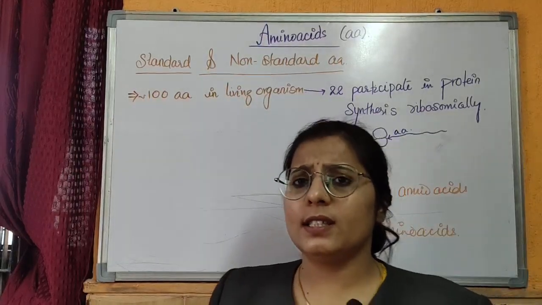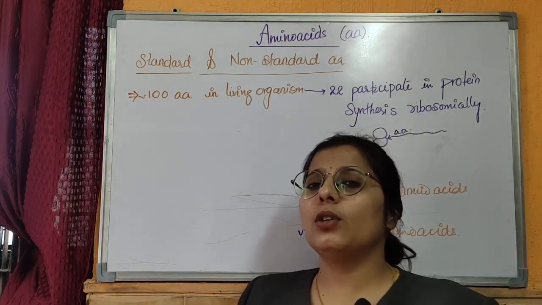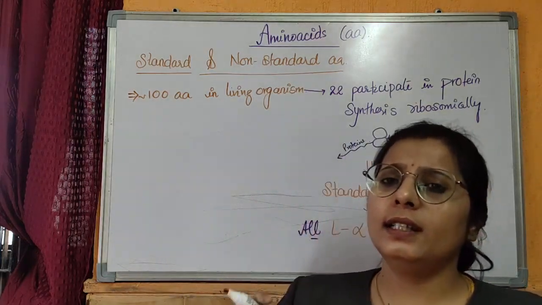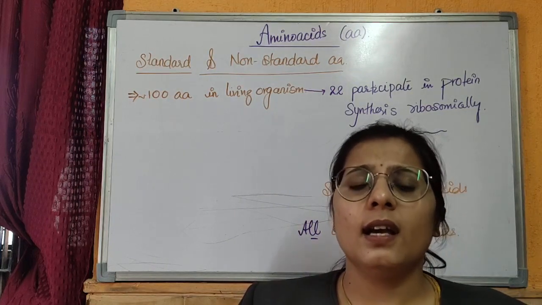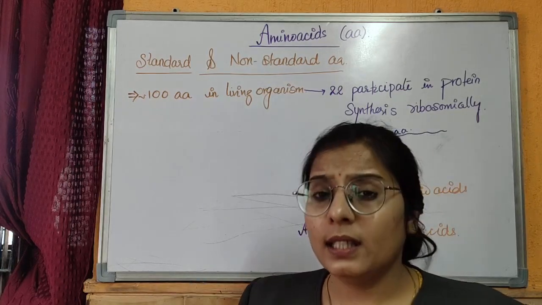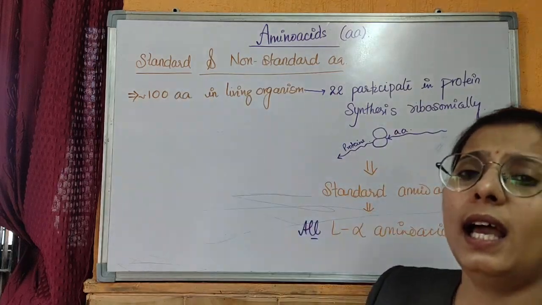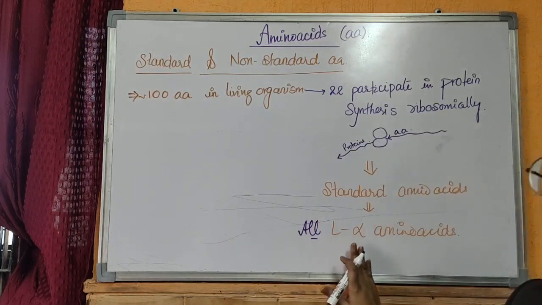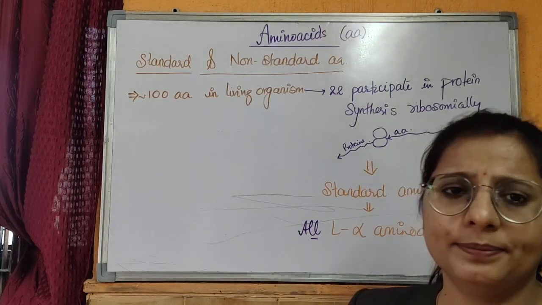A question arises: what are standard amino acids and what are non-standard amino acids? In a living organism, about 100 amino acids are present, but only 22 amino acids are bound to the ribosomes and then form protein. These types of amino acids are called standard amino acids, and all of these standard amino acids are L-alpha amino acids, meaning levorotatory alpha amino acids.